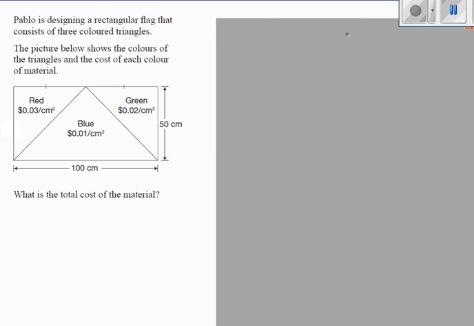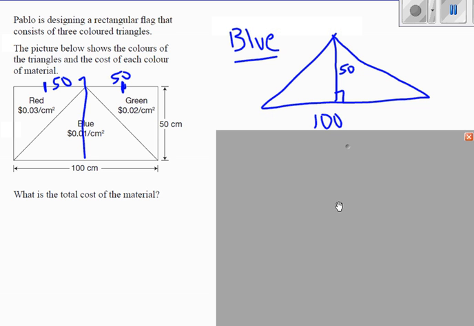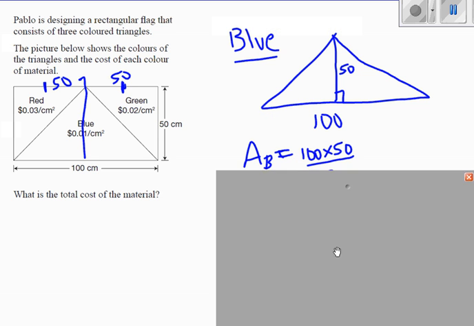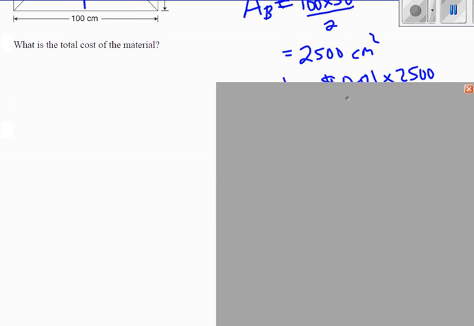Okay, so this is a fairly straightforward question about the area of triangles. Please make sure that you look carefully at your diagram. You need to notice that these symbols here indicate that the top of the red and the top of the green portions of the flag are equal in length, and therefore exactly 50 centimeters each. So I started with the blue part of the flag, which had a base of 100 and a height of 50. And so calculating the area of that triangle is 2,500 centimeters squared.